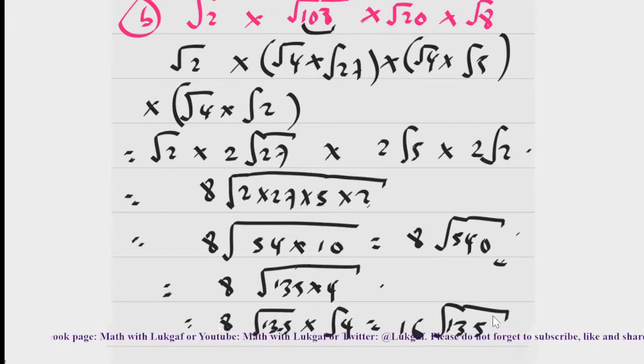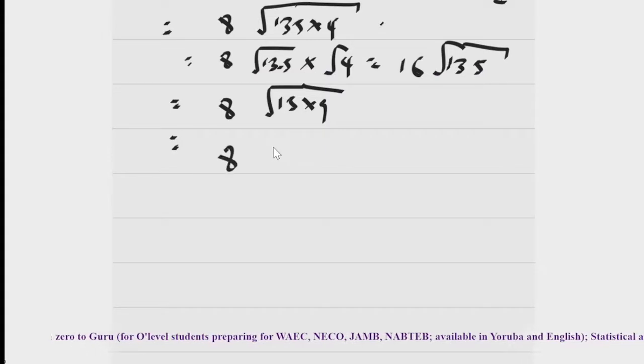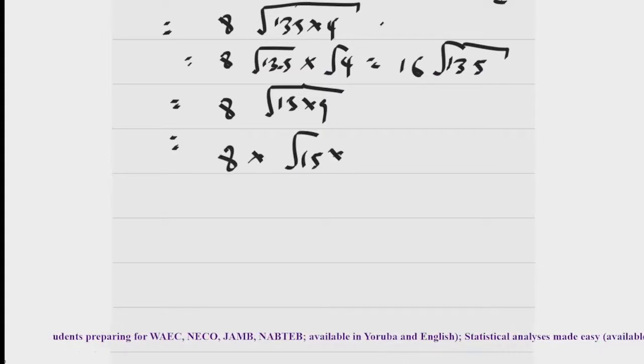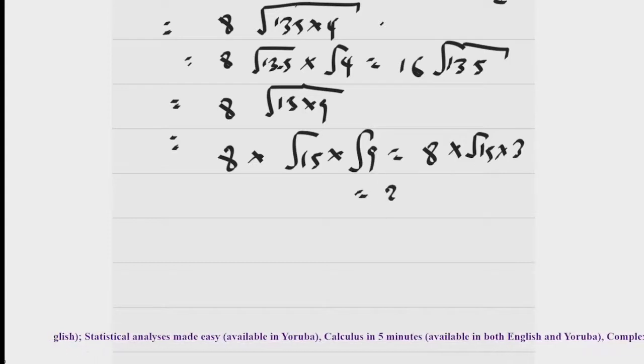Let's see, can we simplify this further again? So what are the factors of 135? Likewise, I can say this is 8 times... I think 135 can go in 9. So then I can say 15 times 9. 15 times 9 will give me 135, right? Which is the same thing as 8 multiplied by root 15 multiplied by root 9. So recall that this will give you 8 times root 15 times 3. That will also give you 24 root 15.